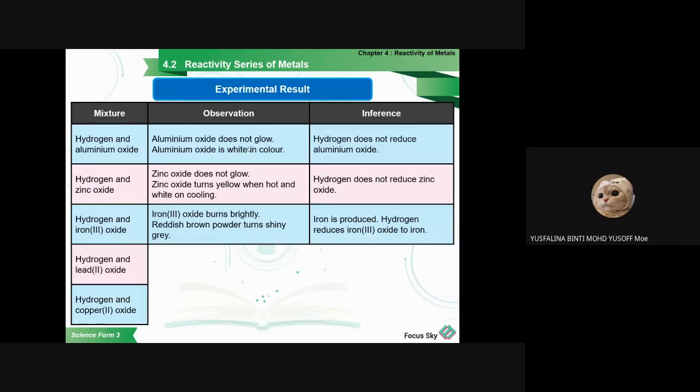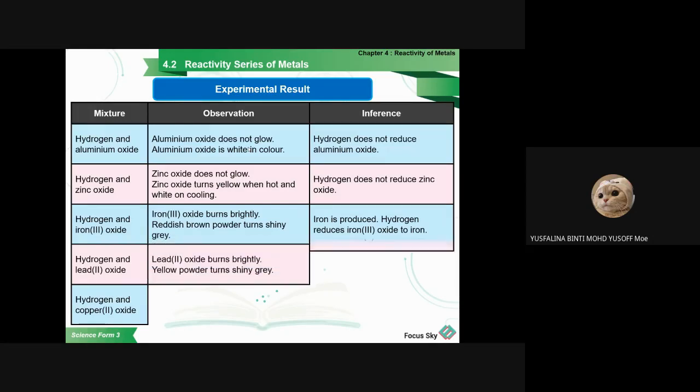So hydrogen and iron oxide. The iron oxide burns brightly. That means there is a reaction, right? So hydrogen is more reactive than iron. That's why there is a reaction. Iron 3 oxide burns brightly, and the reddish brown powder turns shiny gray. So iron is produced. Hydrogen reduces iron oxide to iron. There is a reaction, which means hydrogen is more reactive than iron. So now we know the position of hydrogen is higher than iron but lower than zinc.